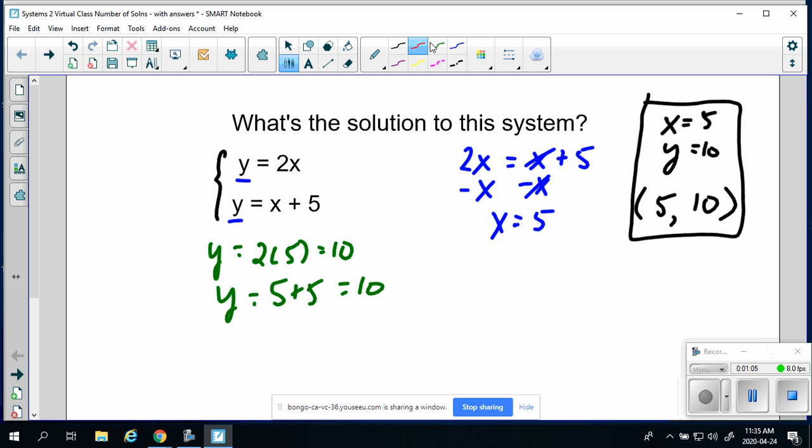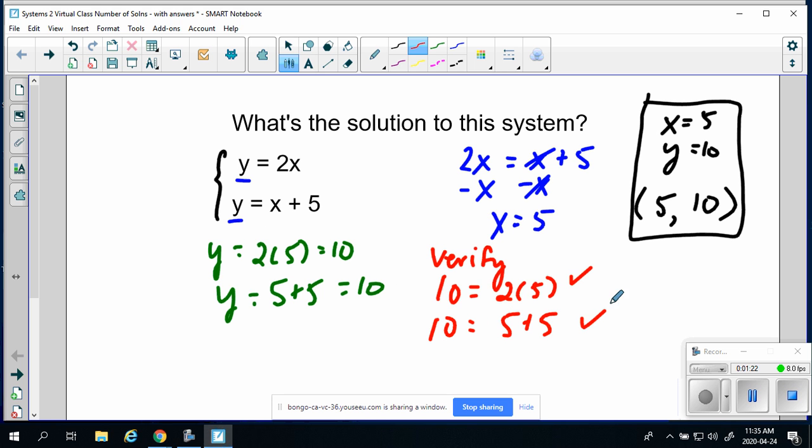If you were asked to verify, that means that your answers work for both equations. So we can verify the first equation by saying, is 10 equal to 2 times 5? Oh, yeah, it totally is. Is 10 equal to 5 plus 5? Yes, it totally works. And so the solution that you have chosen, if it satisfies both equations, you know is the correct solution.